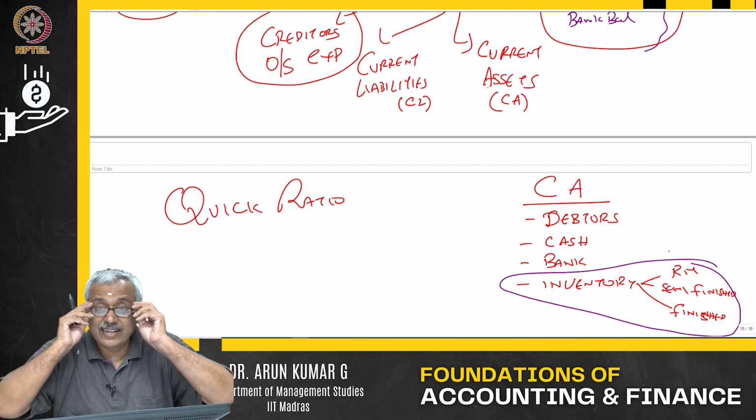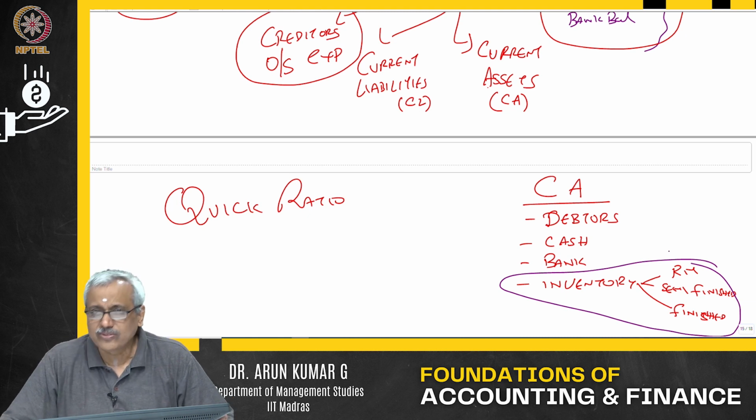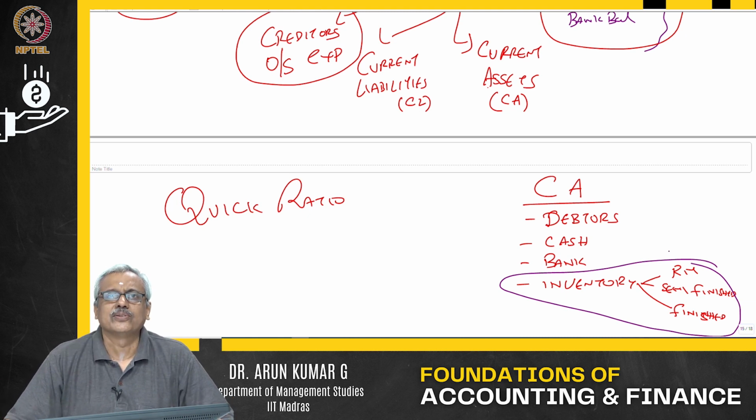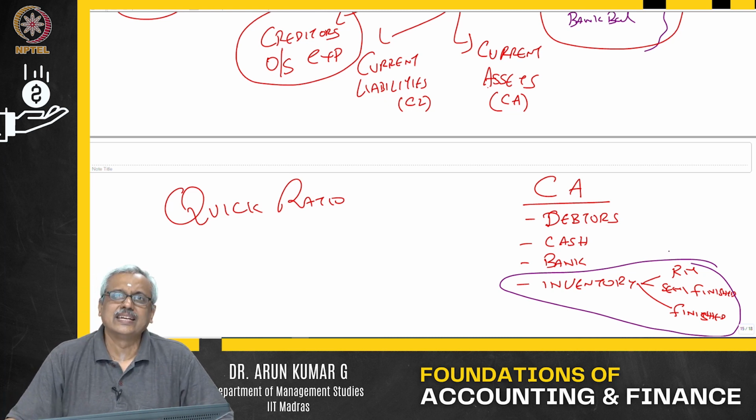Why is inventory sticky? Imagine you are an automobile manufacturer and you are in an assembly line, assembling cars. On 31st of March, you will have half-assembled cars, a car with an engine, without tires, a car with only the shell, without an engine, all kinds of conditions. Will you be able to sell those? You will never be able to sell those. It is very difficult. They are all what we call sticky.